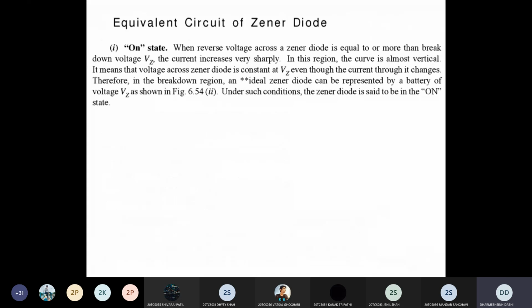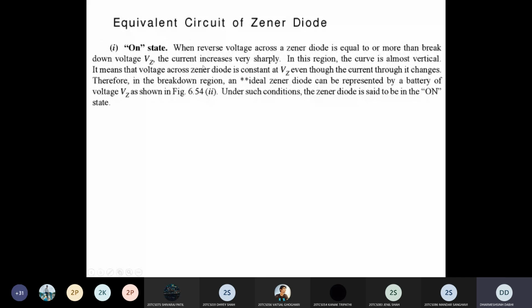Now, what is the equivalent circuit of the Zener diode? When can you say that your Zener diode is on? As you know, normally we operate the Zener diode in the reverse bias mode. So in the reverse bias mode, it is on when the reverse voltage across the Zener diode is equal to or more than the breakdown voltage Vz. Suppose the breakdown voltage of the Zener diode is Vz. Breakdown happens at this voltage. Clear? So when the reverse voltage applied across the Zener diode is equal to or more than this breakdown voltage Vz, then what will happen?